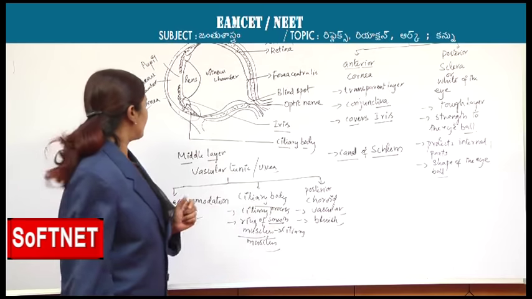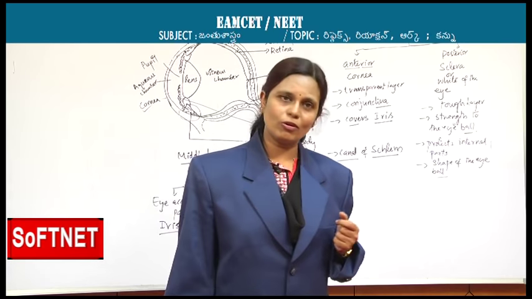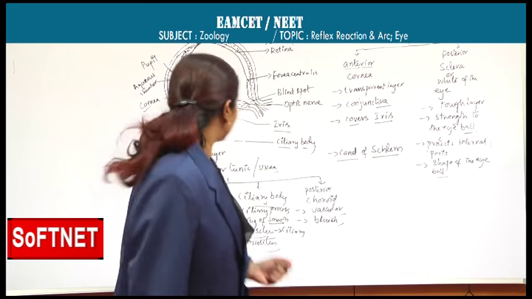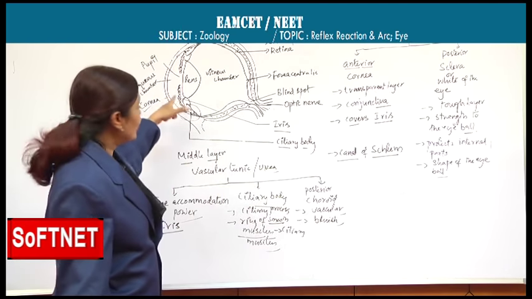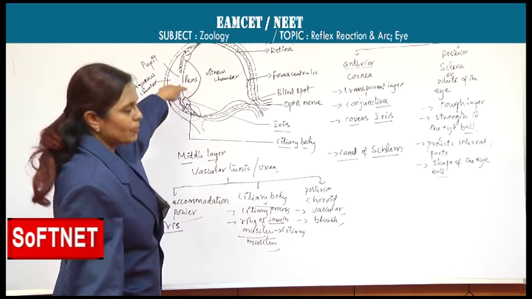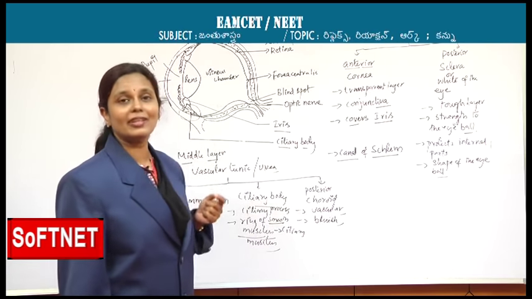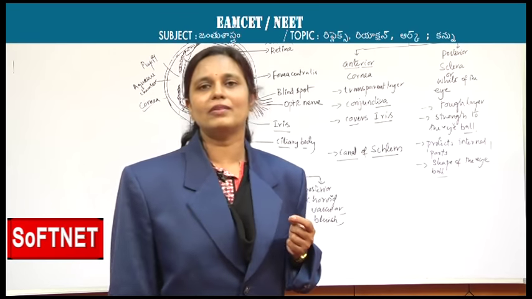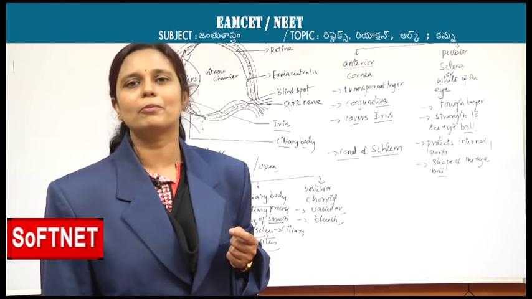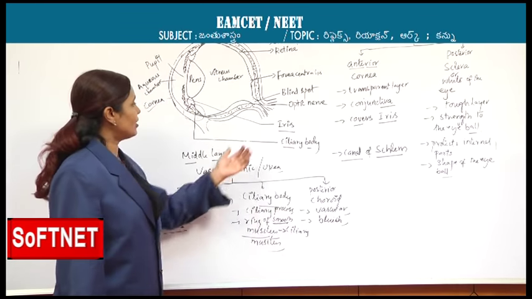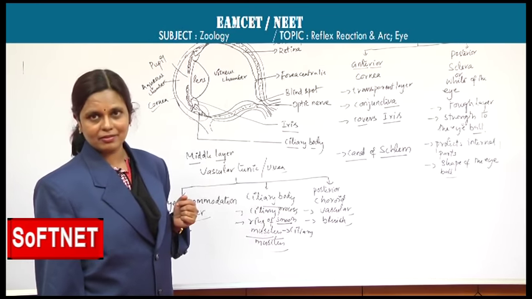Now, this pigmented iris has its own muscles called iris muscles. Then, at the center of this iris, you can find one space or a hole. You call this hole present at the center of the iris the pupil. Now, what is the significance of these iris muscles?